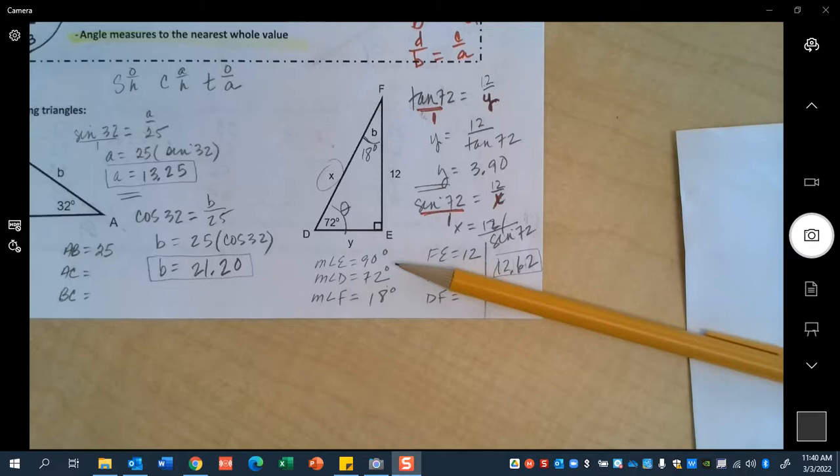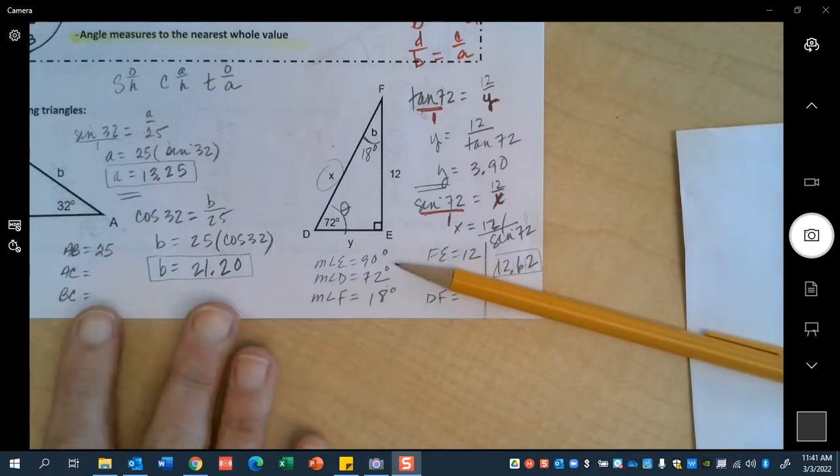Now, when my x is in the denominator, it's an extra step when I'm doing my cross products, because I've got to get my x out of my denominator. So when I do my cross products, it's going to be y times the tangent of 72, x times the sine of 72, and then I need to divide. Here's a shortcut for those of you who can handle it. Are you ready? Do you like the shortcuts, or do they freak you out?